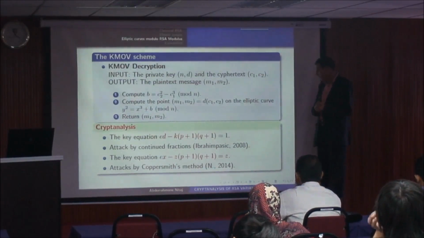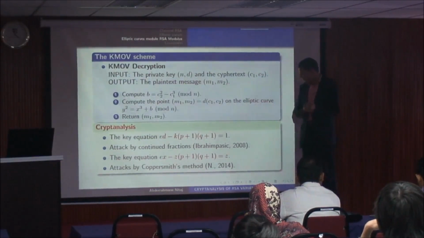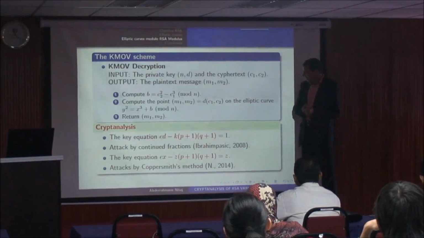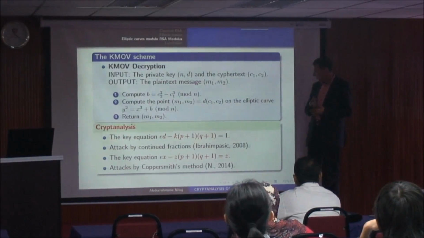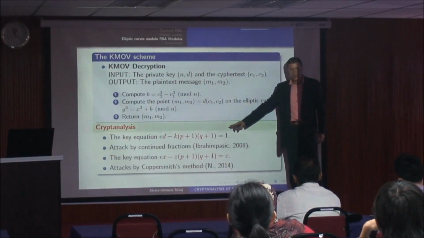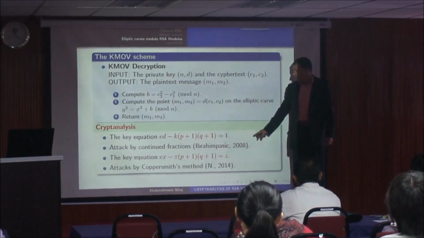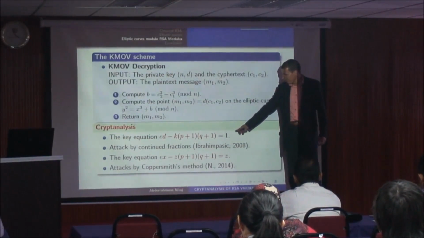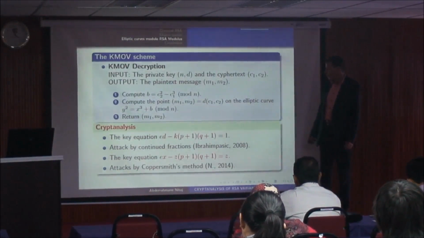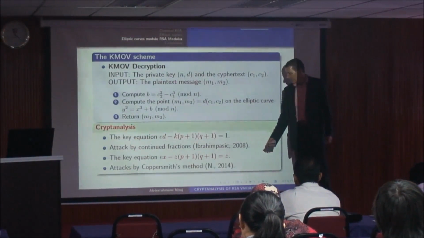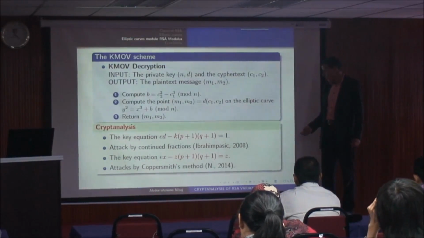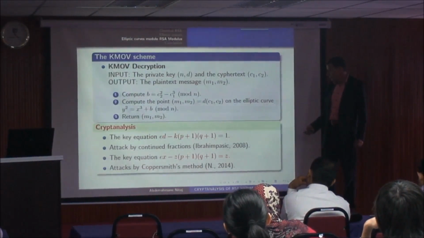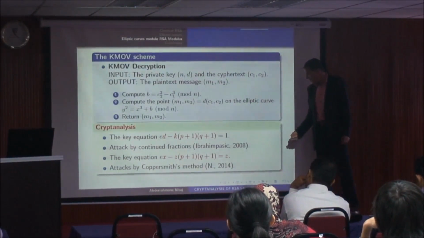For example, in 2008, Ibrahimovic applied the continued fraction algorithm to find a small solution of this equation. So it's similar to the Wiener attack, and it solves this equation when the value of d is small enough. Also, we can find that this general equation can be solved when the value of x or z is small.